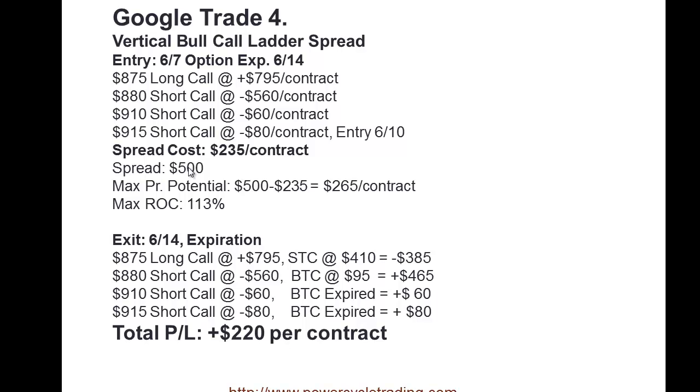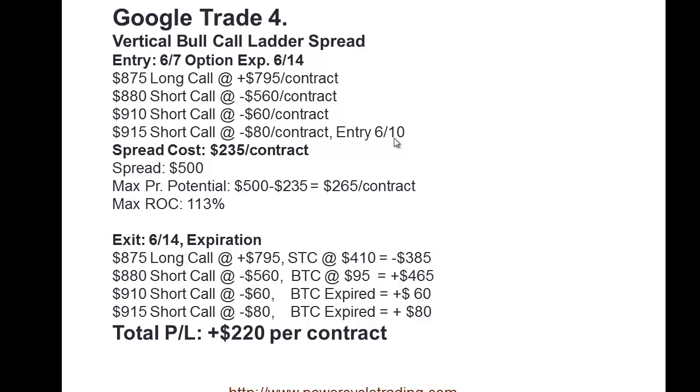Spread value is $500. So the max potential on that spread was for this option spread to close. Wanted Google to close over $880 on the 14th. It was a weekly option that expired Friday, yesterday. So I would have made the maximum profit if it had closed at 880 or higher. I would have made $265 per contract, or 113% return. What I like to do is sell additional legs to take advantage of the time decay. So I sold also the 910 calls, same amount, leg per leg, and I collected $60 a contract.